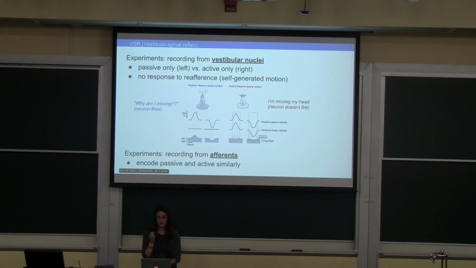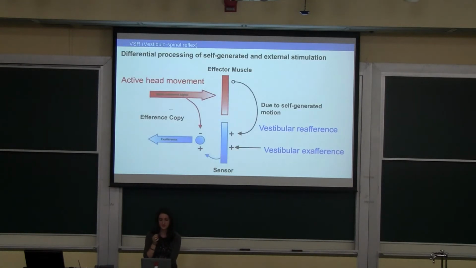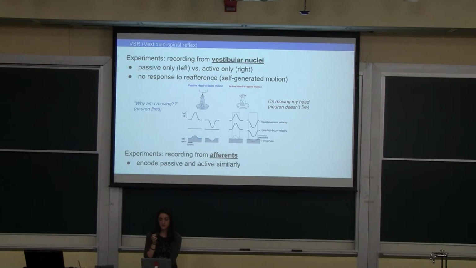So the key takeaway from this system is that the information is encoded differently in the afferents versus the central nervous system, the vestibular nuclei. In experiments in the vestibular nuclei, when passive and active movement are applied, passive meaning external stimulation is applied versus active being self-generated, the firing rate is positive for passive movement, as indicated by the bottom graph.